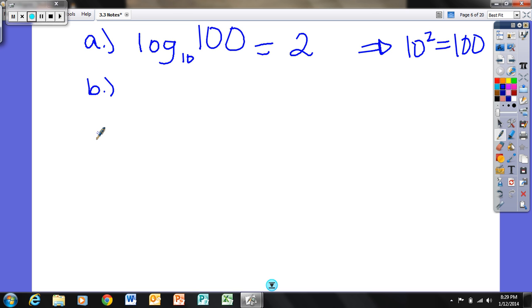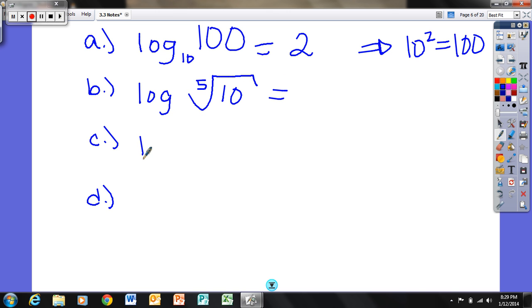So now I'm going to give you 3 more examples that I want you to try. Example B is going to be log, and then base 10, I'm not going to write it because we don't need to write it, of the 5th root of 10. Then C: log base 10, again, I'm not going to write it because we know it's there, of 1/1000th. And then finally, this one's going to be a little bit trickier. 10 raised to the log base 10 of 6 is equal to what?